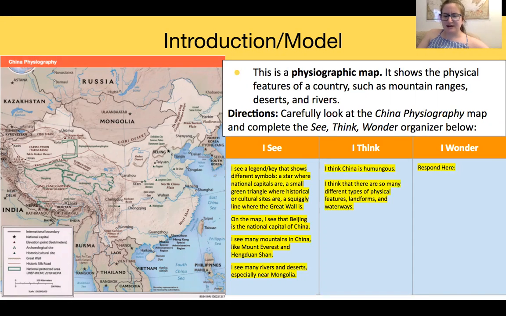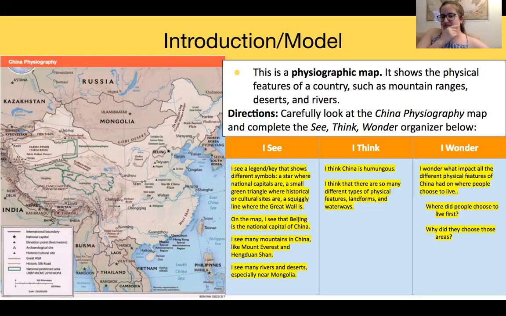There's some things that I think. For one, I think China is humongous. I mean, this is a really, really big country. And I think that there are many, many different types of physical features, landforms, and waterways in this country. And that made me wonder, what impact did all the different physical features of China have on where people choose to live? It also made me wonder, where did people choose to live first? Where were the first settlers? And why did they choose those areas? Did it have anything to do with the physical features of China?